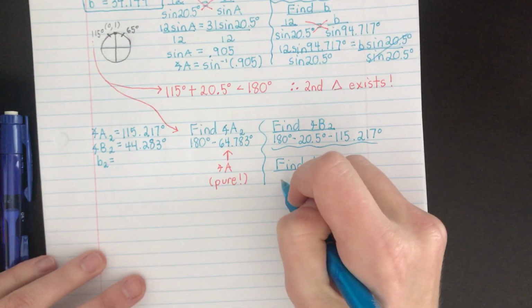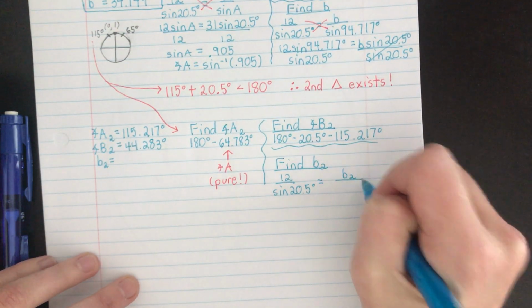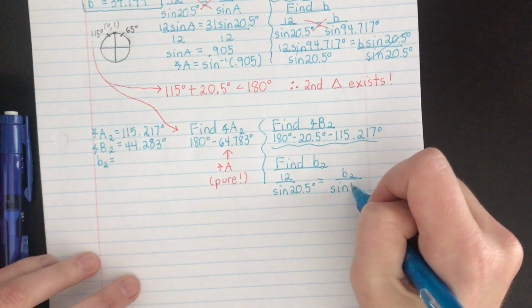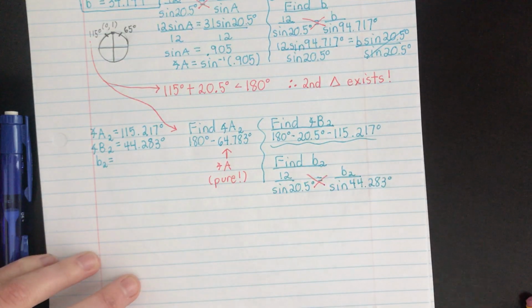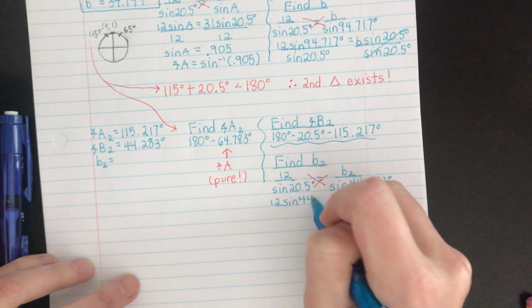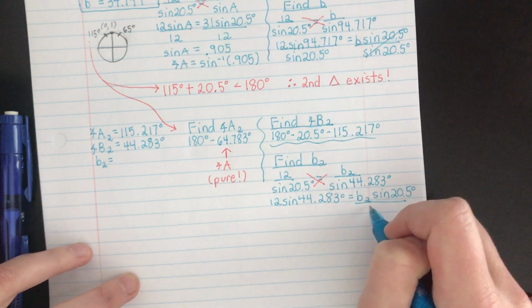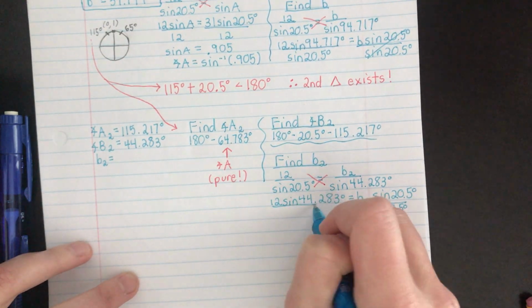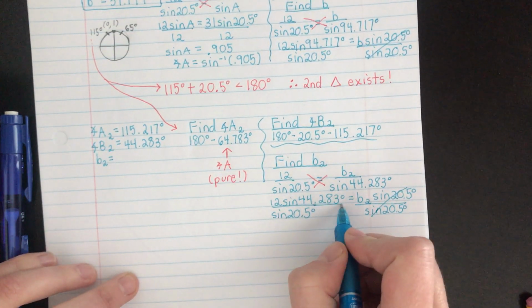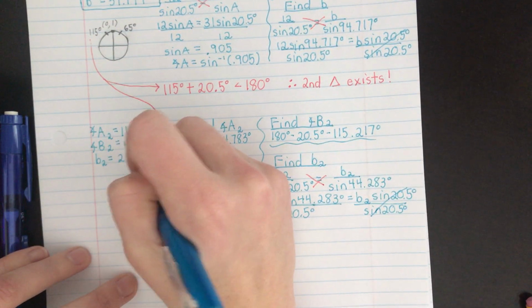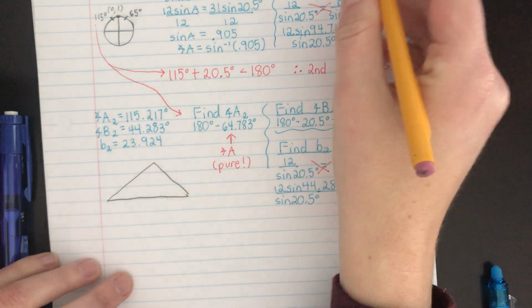And then last but not least, finding B2. That's going to come from 12 over sine 20.5, so that was the given, is equal to B2 over sine of 44.283 degrees. And then we're going to cross multiply. We're going to have 12 sine of 44.283 degrees is equal to B2 times sine of 20.5 degrees. Then we're going to divide by sine of 20.5 degrees. And then you're going to get in the calculator, after typing all of this in, B2 equals 23.924 units long.